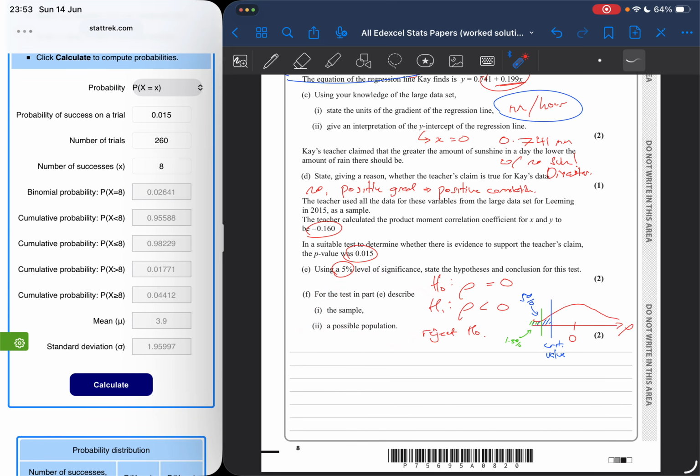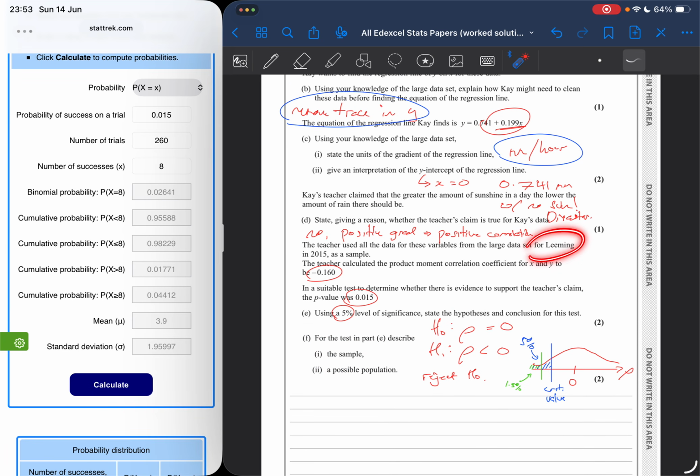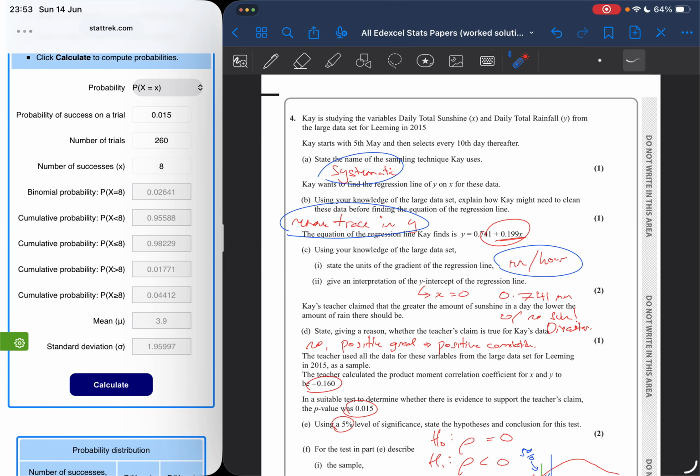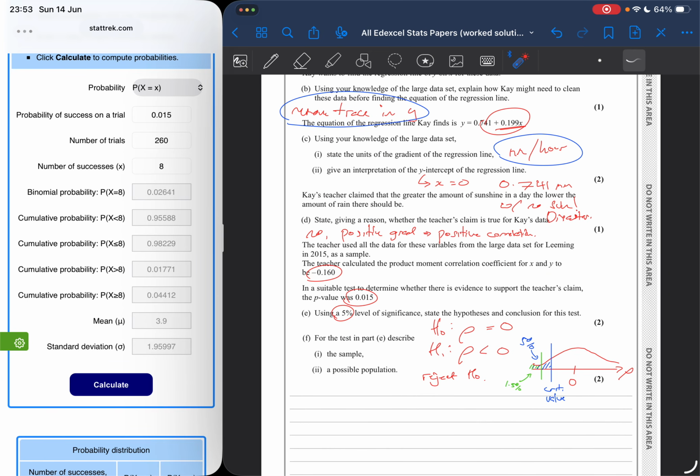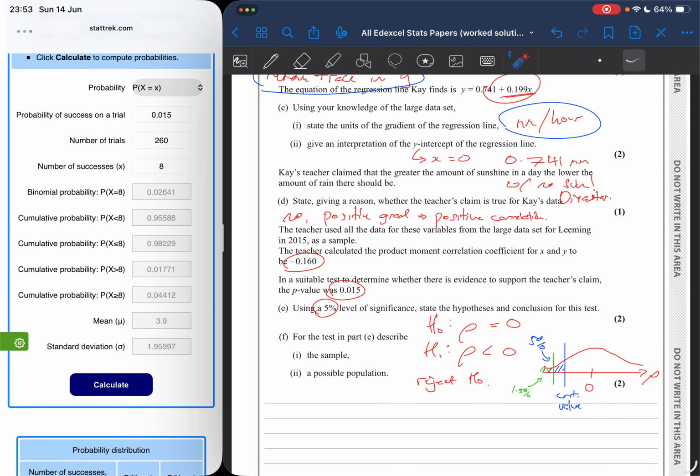Describe a sample. It was only from the data set, wasn't it? Yeah, Leeming, 2015. It's just all the data from Leeming 2015, is it? I don't think she's done anything less than that. Use all the data for these variables from the large data set for Leeming in 2015. So that's our sample: Leeming, 2015. Again, I would use a full sentence in the exam.